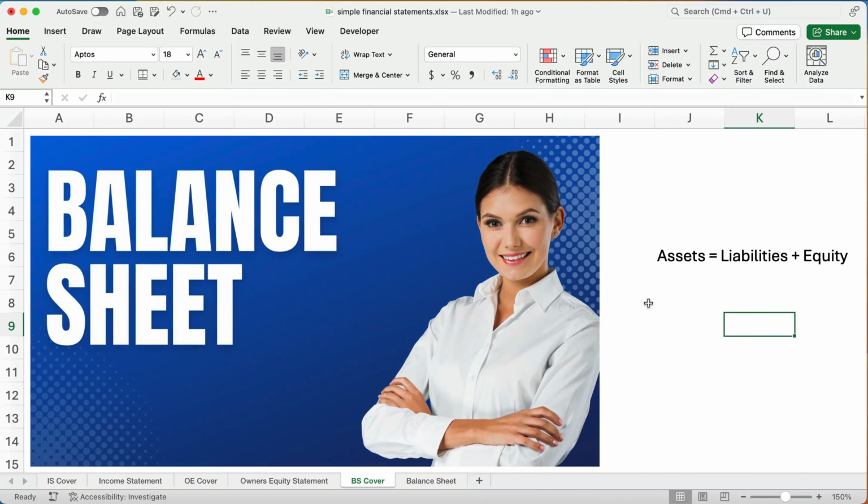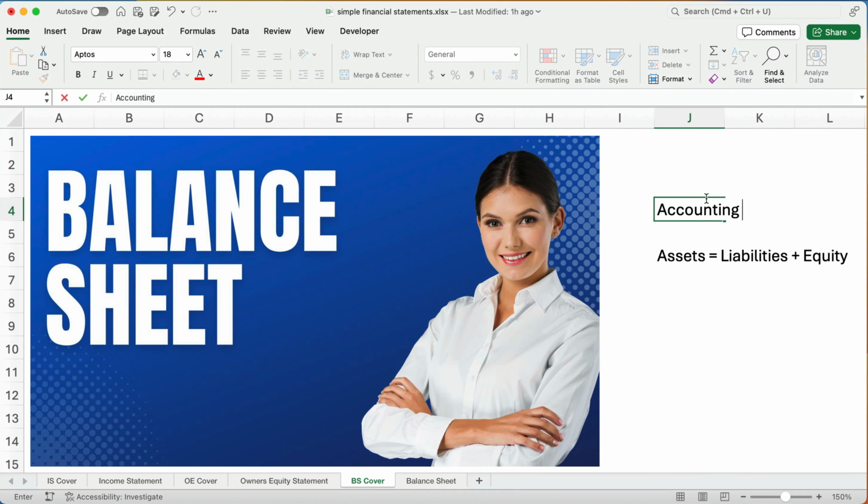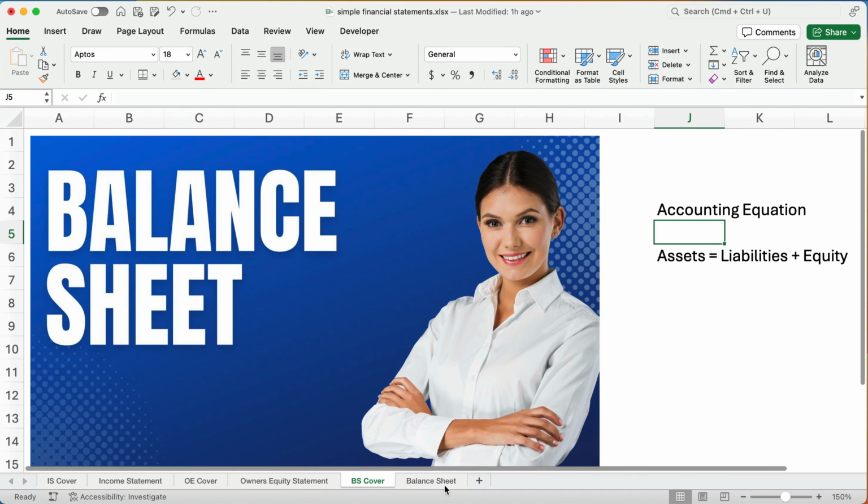Hello and welcome. Today we're working on a simple balance sheet, just to explain how a balance sheet works, how to look at a balance sheet, and how to understand it. Now, remember the accounting equation is assets equal liabilities plus equity. We call this the accounting equation, and this is always going to be true, and also this is the secret to the balance sheet.